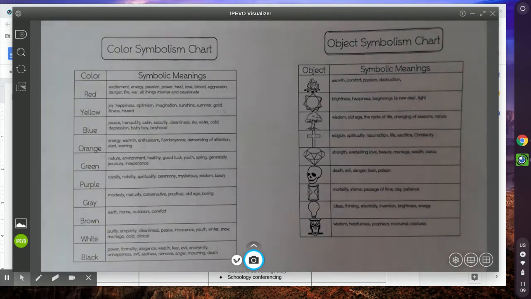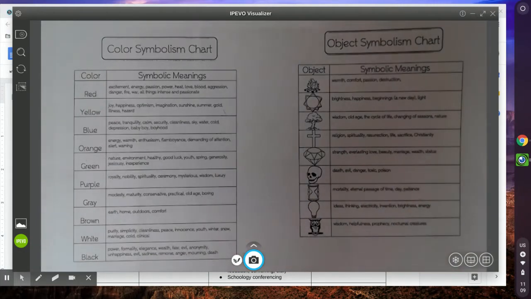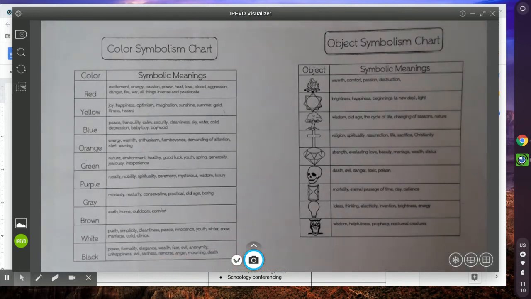Where if I said he was driving away in, say, a black car. All right, let's pick black. Black can be power, formality, elegance, wealth, fear, evil, anonymity, unhappiness, sadness, remorse, anger, mourning, and death. And the police are on his heels and they pull him over. I might be using black there to kind of show this whole thing of remorse, sadness, like it's coming to an end, something like that. So all I'm saying is sometimes there are purposes in the author choosing colors to represent something and make you think about that even subconsciously.